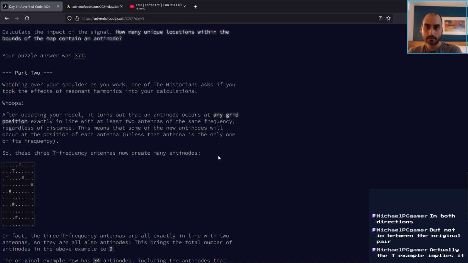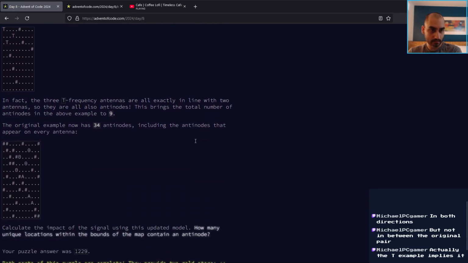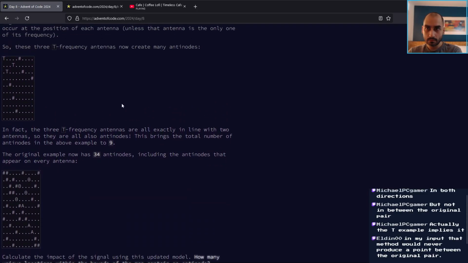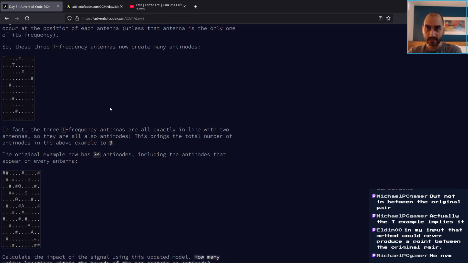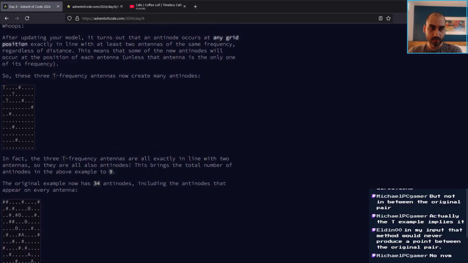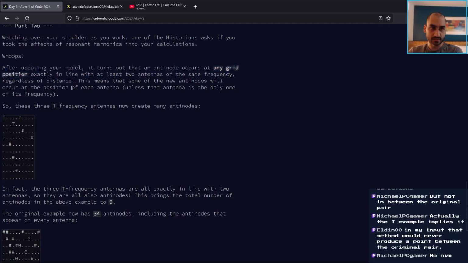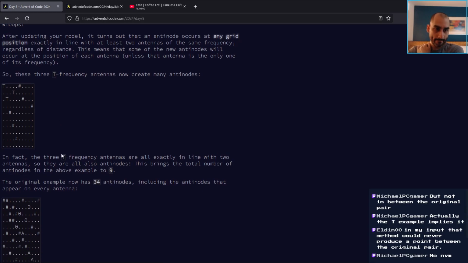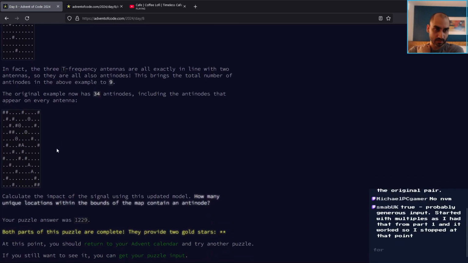Actually, the T example implies it. In my input, that method would never produce a point between the original pair. It seems the input they gave didn't have a point between the pair. But the way I'm reading this, regardless of distance, if there was an input which had 0,0, 5,5, then 6,6, 7,7, 8,8 definitely should be included. It's a strange one.